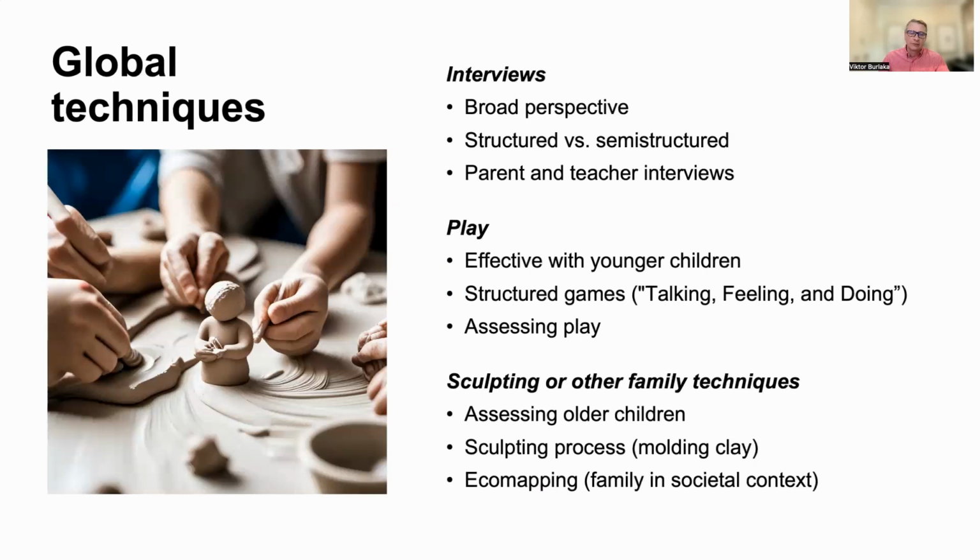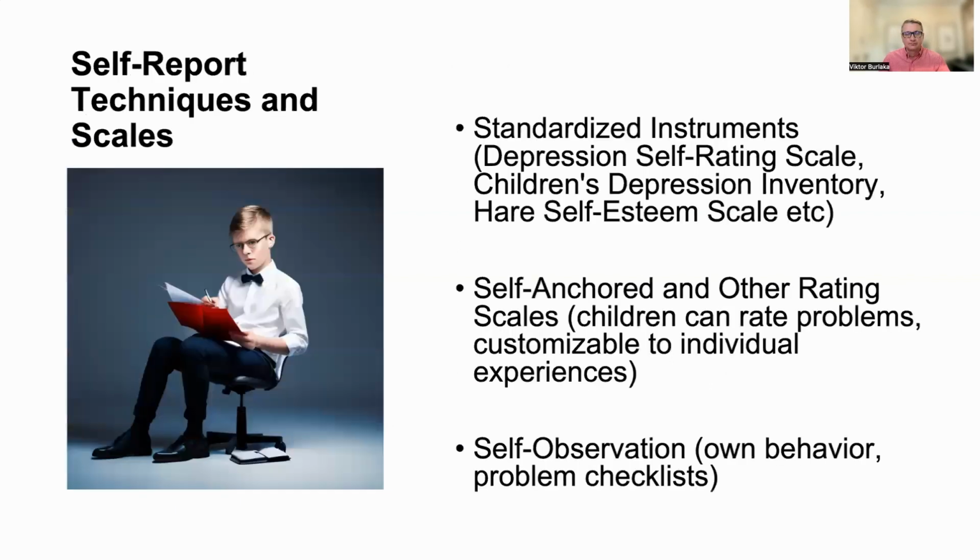In cases involving older children, sculpting and other family techniques can be used. Sculpting involves molding clay family members, which allows children to depict scenarios and facilitates discussions about feelings and family dynamics. Eco-mapping, on the other hand, visualizes the family within the larger community context, identifying external influences. These techniques encourage collaboration and provide opportunities for change within the family unit.